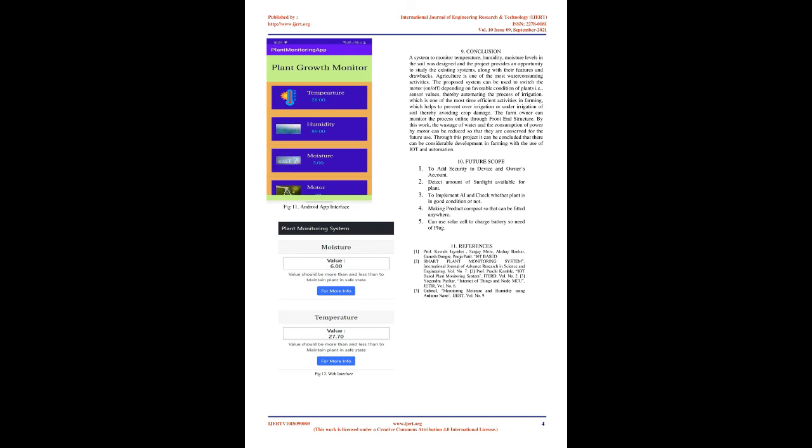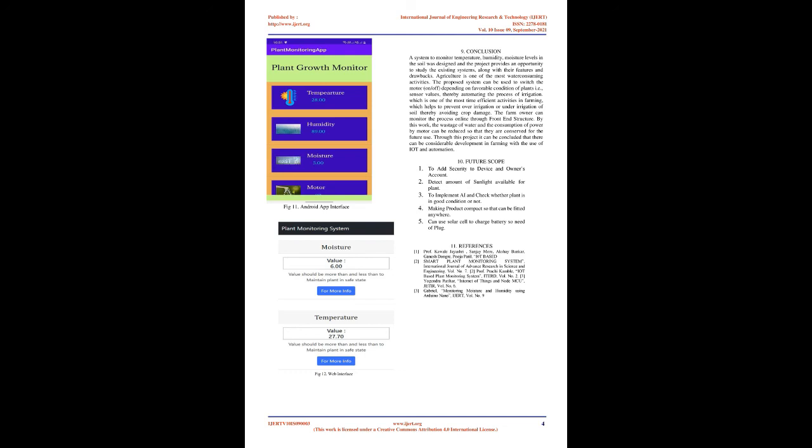The farm owner can monitor the process online through the front-end structure. By this work, the wastage of water and the consumption of power by the motor can be reduced so that they are conserved for future use. Through this project, it can be concluded that there can be considerable development in farming with the use of IoT and automation. Future scope: to add security to the device and owner's account.